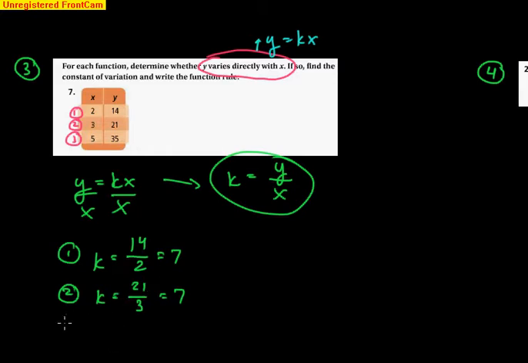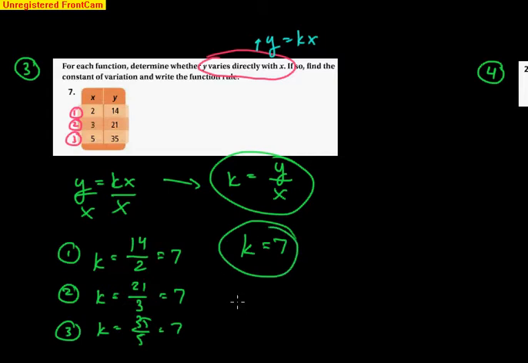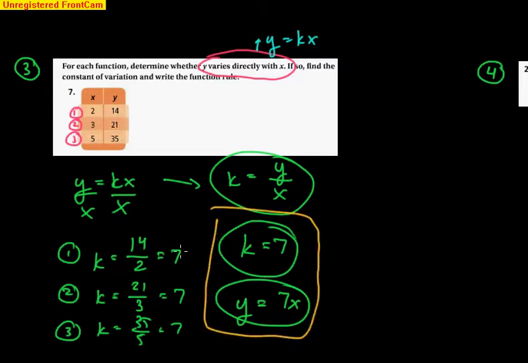The k's have stayed constant. All right, let's try 3 now. K equals 35 divided by 5. That's 7. Hey, there we go. This follows direct variation. Y does vary directly with x. K is 7, and your equation is y equals 7x. It is just y equals kx, replacing k with what it is, 7. So there we go. Here are the constant of variation and the function rule.